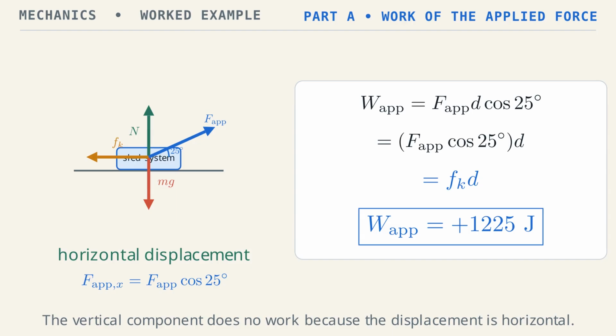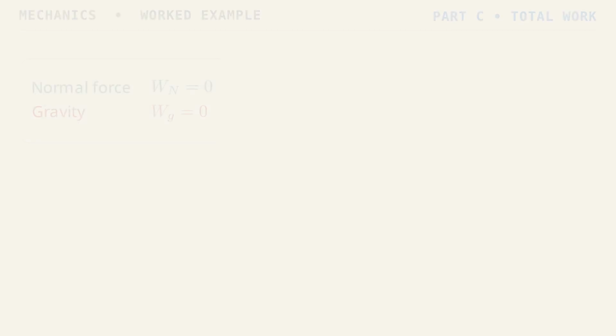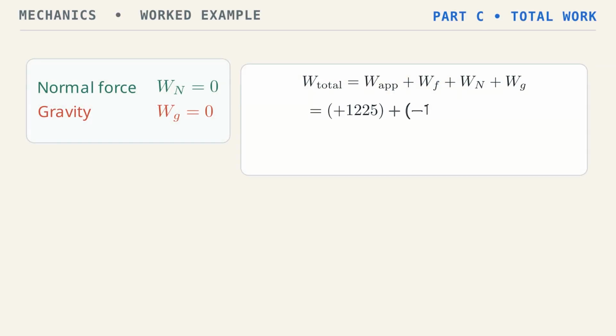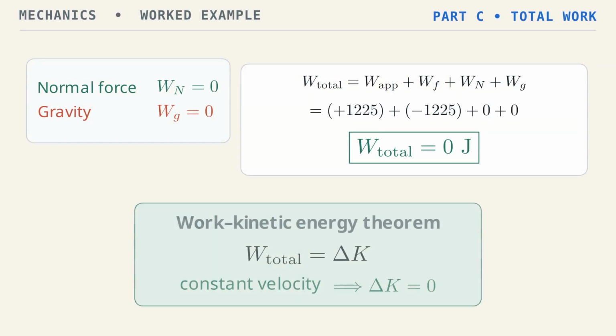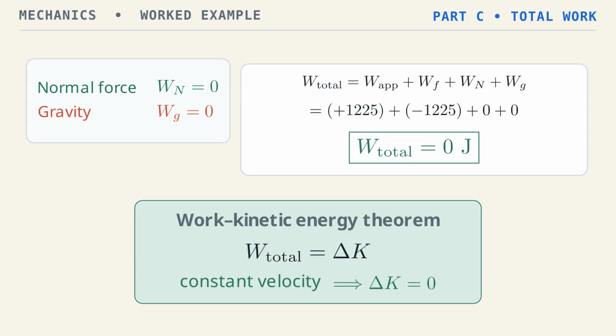The vertical component does no work, because there is no vertical displacement. The normal force and gravity are perpendicular to the horizontal displacement, so each does 0 work. The positive applied work exactly cancels the negative work of friction. The total work is 0 joules.